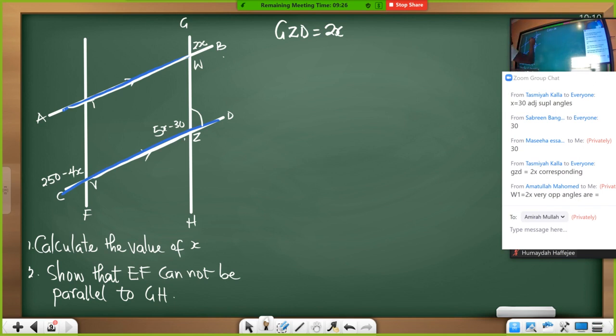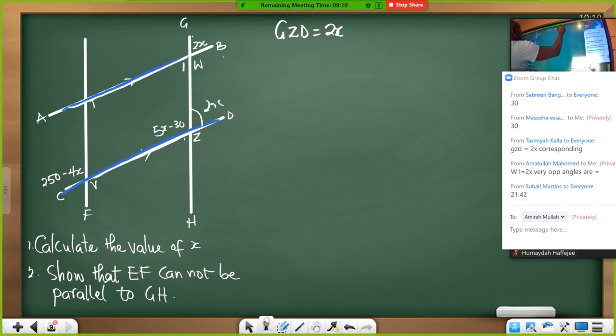Okay, Amatula came with another reason. I like the fact that we're seeing different things, which is very beautiful. GZD would be 2x. That is Tasmia's way. Corresponding angles, because AB is parallel to CD. Lovely. Amatula said that W1 is equal to 2x. Vertically opposite angles, which is correct. So there's another method.